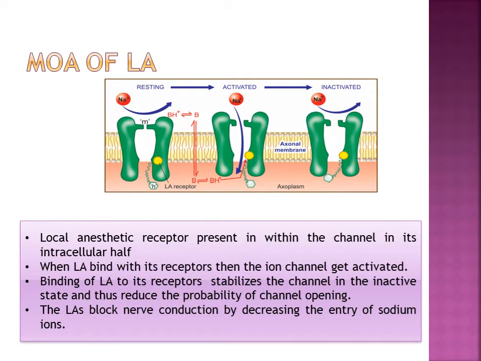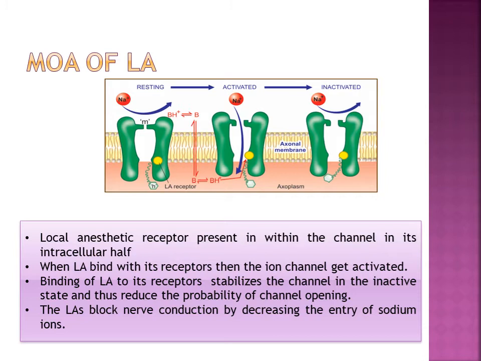Here is the mechanism of action of local anesthetics. The main mechanism of action of local anesthetics is blockage of the sodium channel. Here you can see the local anesthetic receptor, and in the axonal membrane there are three phases: resting phase, activated phase, and inactivated phase.